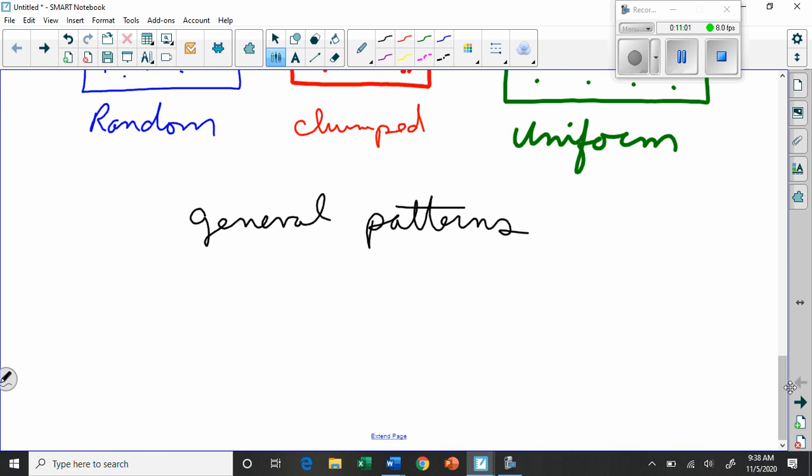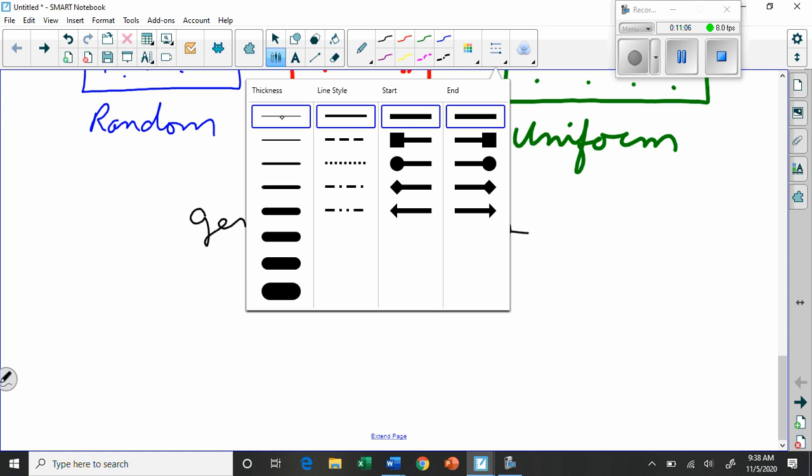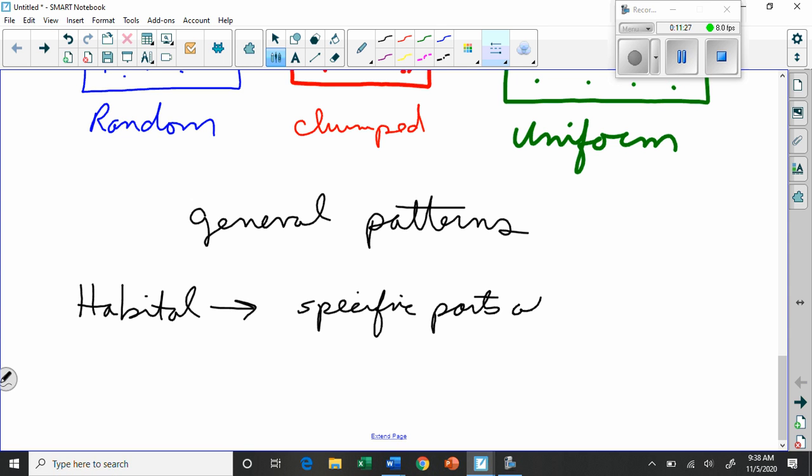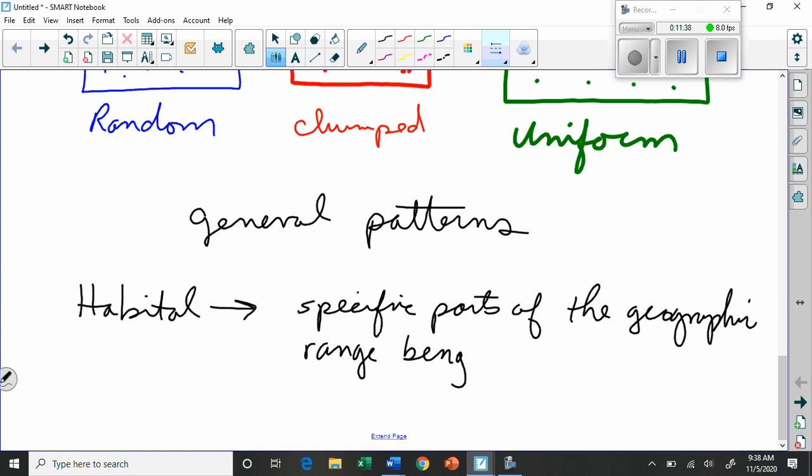It's pretty straightforward. Another word that'll come up a lot is the word habitat, and I'm sure that you've learned that in grade 9, and we have an idea of what that is. So a habitat is sort of like the specific places within the population distribution, the geographic range, that are being occupied, right? They're a little more specific. Specific parts of the geographic range being occupied by a particular population.